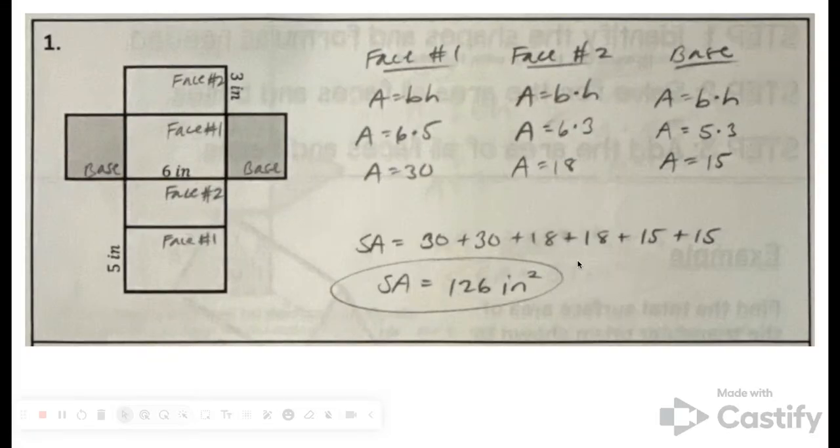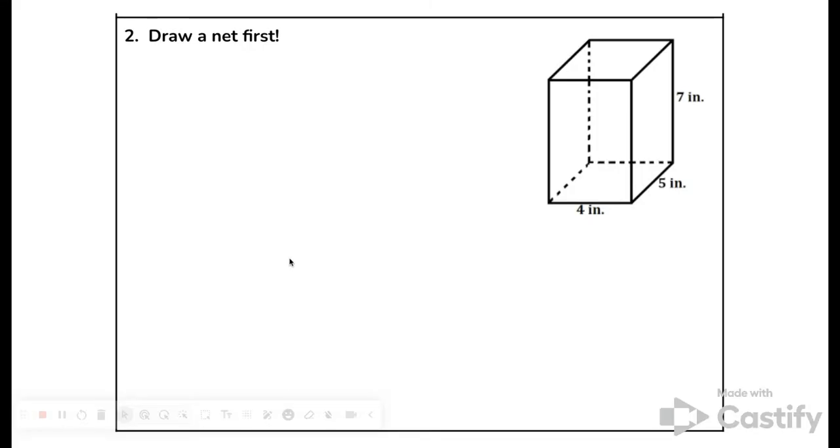It's totally fine if you added these in a different way. Maybe you did 30 times 2 plus 18 times 2 plus 15 times 2. Maybe you did 30 plus 18 plus 15, then that whole sum times 2. As long as you got 126 inches squared at the end, and I can follow your work similar to how you can follow mine, we are good to go. All right, on to number 2.